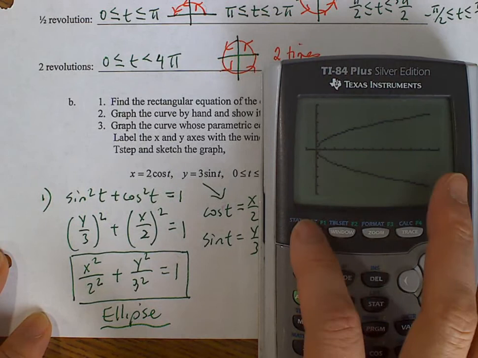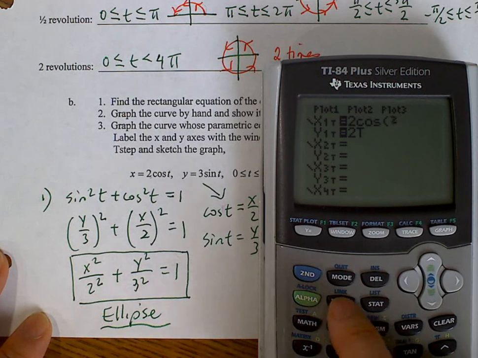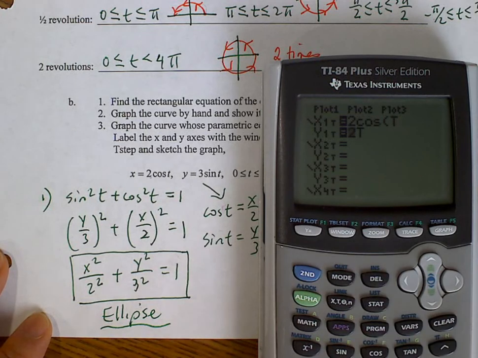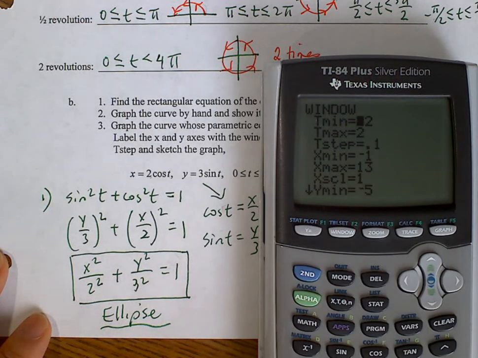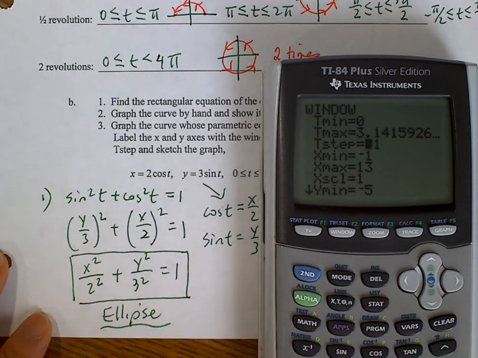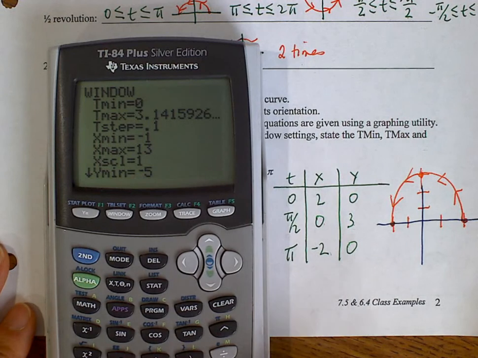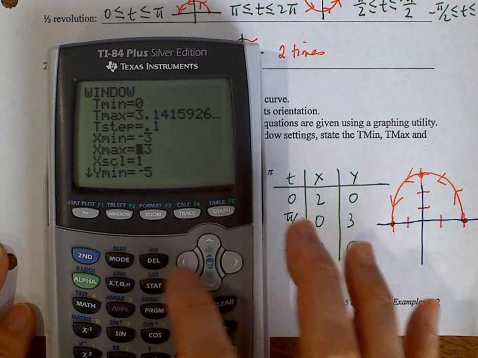I'm going to just clear this up. In my x parameter, I put 2 cosine of t, and for my y, I have 3 sine of t. For my window, I'm going to make t go from 0 out to pi, because that's my parameter, and I'll keep the t step at 0.1. For my x min and x max, I know that I need at least 2 and negative 2, so I'm just going to go from negative 3 out to 3.